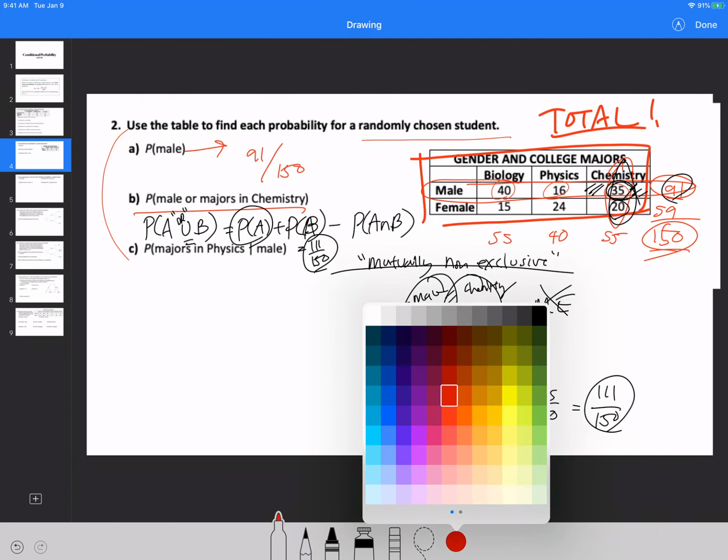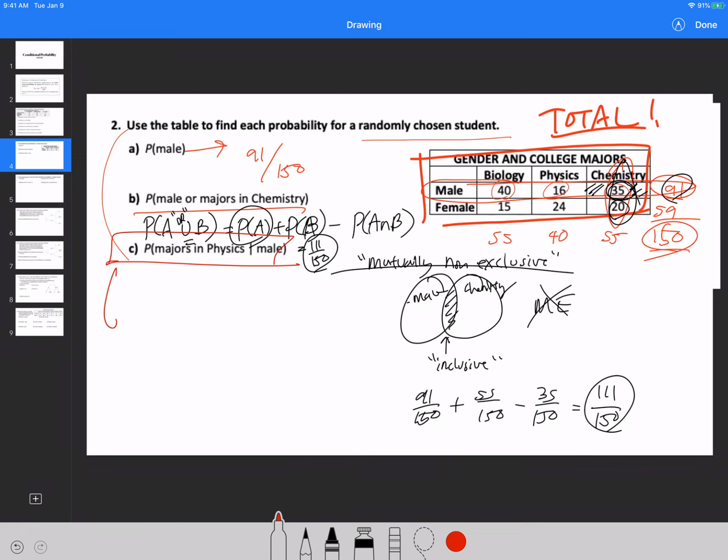Now, the last part is what we were talking about yesterday, where we have the probability of A given B. We found out that the formula for that was the probability of A and B happening at the same time over the probability of B. The way that we say it is the probability of A given B.